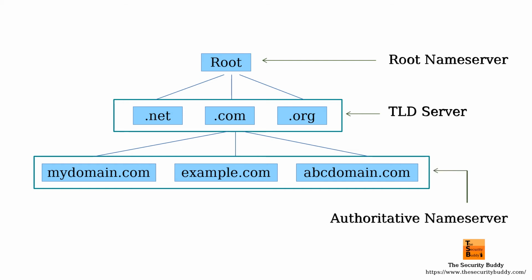Authoritative name servers operate below the TLD servers in the domain name system hierarchy. Authoritative name servers are the servers that have access to the actual DNS records. It can respond to the DNS recursor with the IP address of the requested domain. So here is how the domain name resolution works.